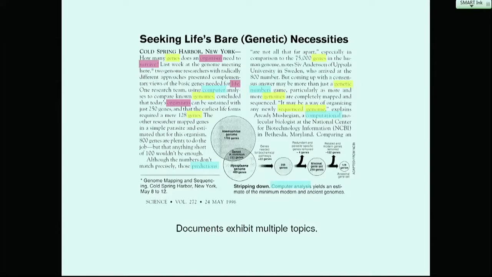And what I've done by hand on this article is highlighted different words with different colors. Okay, so I highlighted words like genes and genomes and sequenced in yellow. Those are words about genetics. I highlighted words like organism, life, survive, words about evolutionary biology, I highlighted in pink. And I highlighted words like computational, analysis, numbers, predictions in blue. Okay, they use data analysis to determine this number of genes.